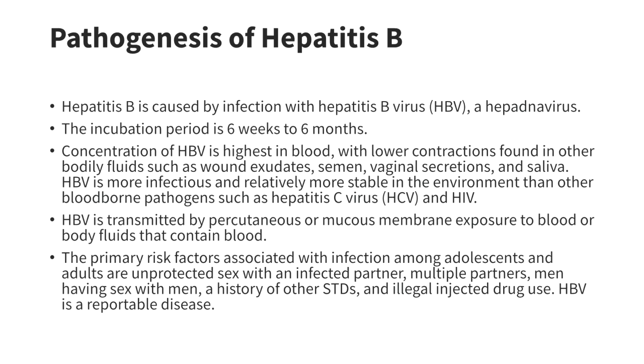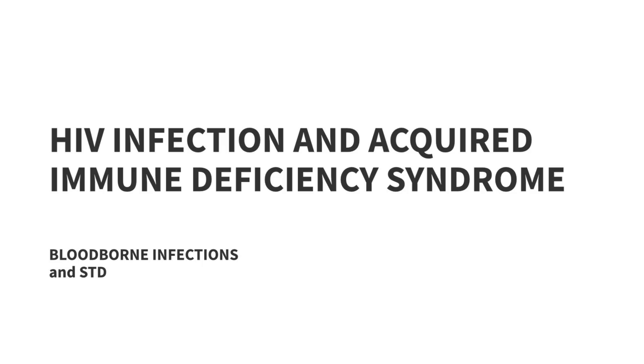Primary risk factors are associated with infections among adolescents and also among adults that are unprotected during sex, and they have a sexual relation with an infected partner, multiple partners, men having sex with men, a history of having other sexually transmitted diseases, and it has also been related to illegal injected drug use. And hepatitis B is a reportable disease.